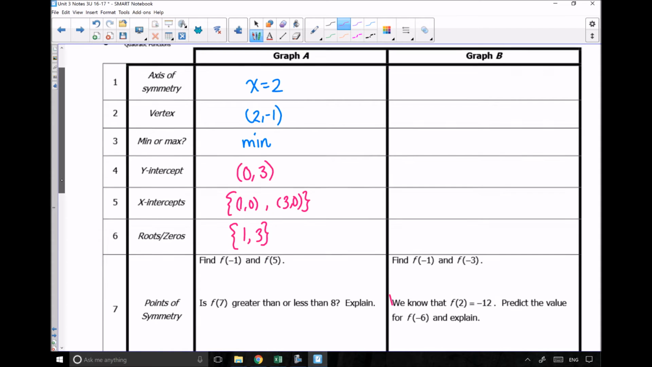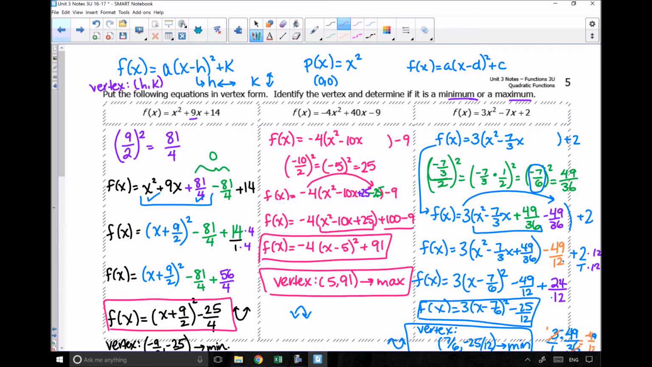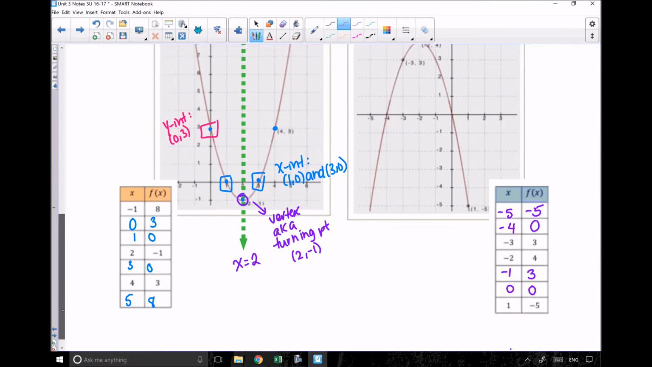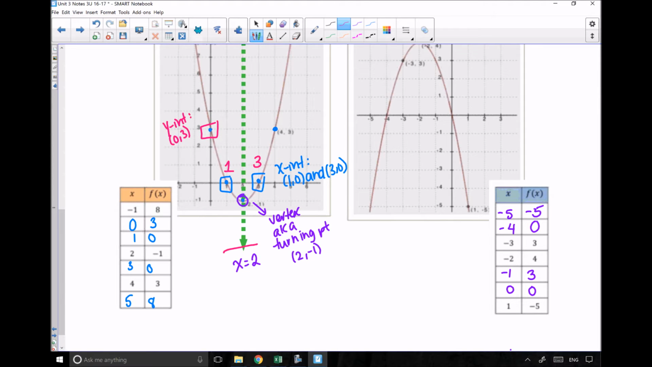Okay, so now, before we go on to number 7, I want to point something out to you guys that's really important. If you notice, the x-intercepts were at 1 and at 3, but the axis of symmetry happened at 2. And it's always going to occur that way. The axis of symmetry will always be halfway between 2 points of symmetry.